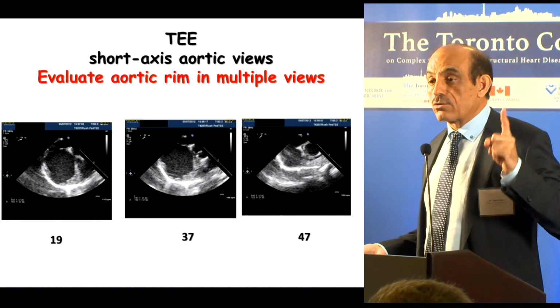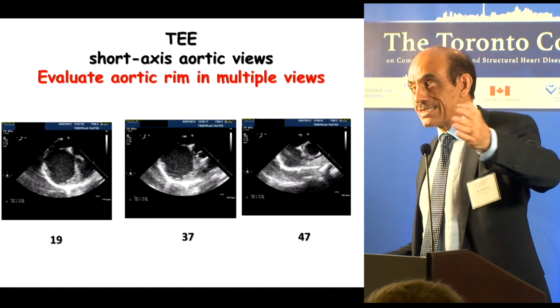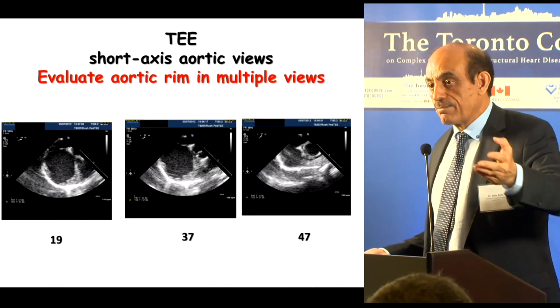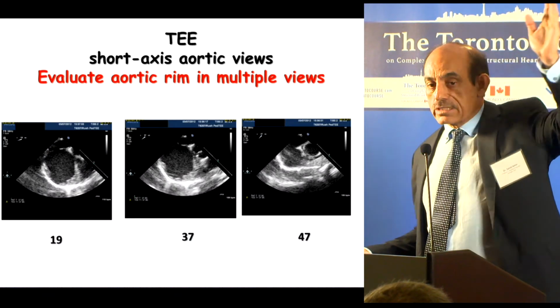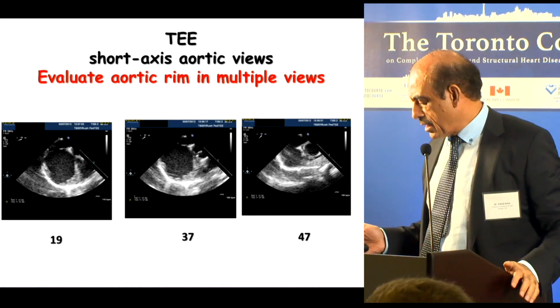So when you evaluate the aortic rim, I told you the 4-chamber view is 0 to 20. From 20 to 70, 80 degrees is all aortic rim. Now, if you have 0 aortic rim at 30 degrees, but you have aortic rim at 50 and 70, 80 degrees, that's not a high-risk case. Absolutely, positively not a high-risk case.